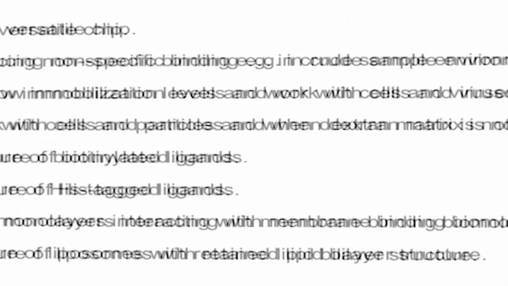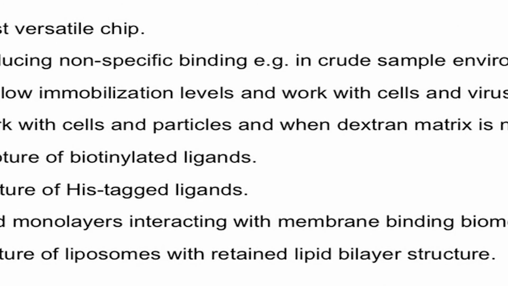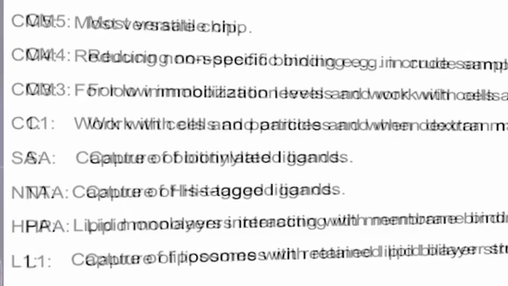The summary of the different chips as we just went through: CM5, CM4, CM3, C1, SA, NTA, HPA, L1 are the different kinds of chips available for studying different interactions. So, it is very important for us to identify what functional groups are present on our ligand and how well we could immobilize our molecule on the different varieties of chip.